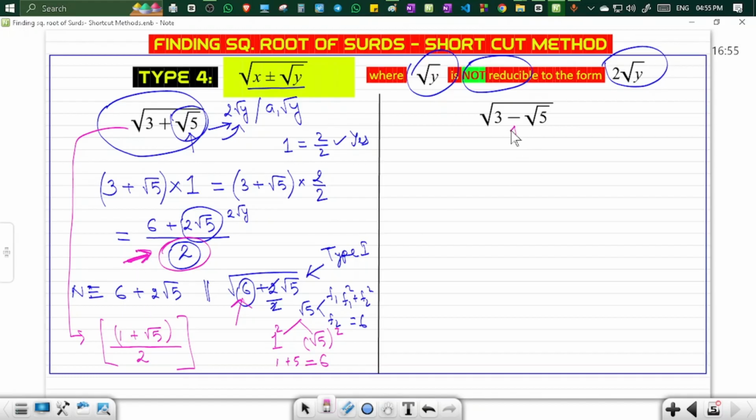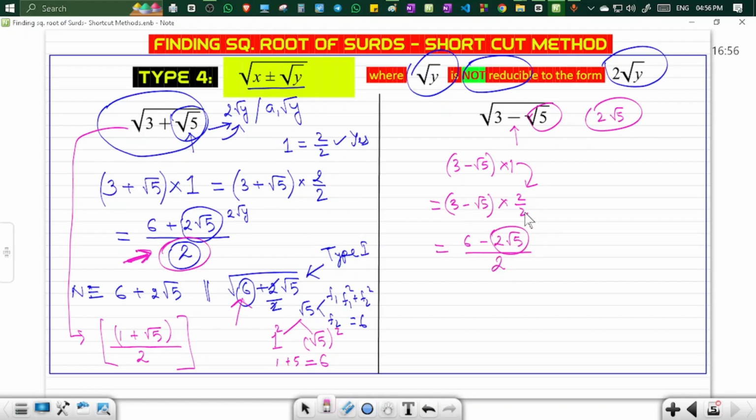Here in the negative also the same thing. 3 minus root 5. We want 2 root 5 instead of root 5. So to get this, let us manipulate 1. 3 minus root 5 whole into 2 by 2. 1 can be written as 2 by 2, right? 2 by 2 is nothing but 1. So multiply, 6 minus 2 root 5. This is what we wanted. Divided by 2, this denominator. Leave it as it is.